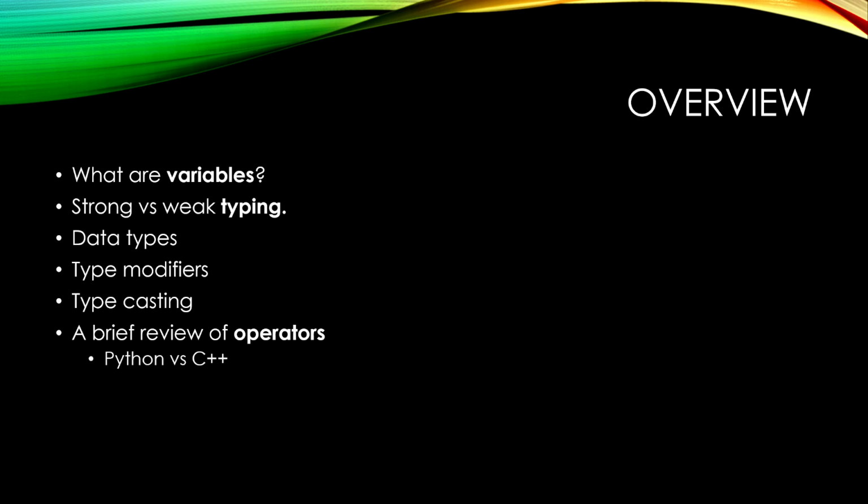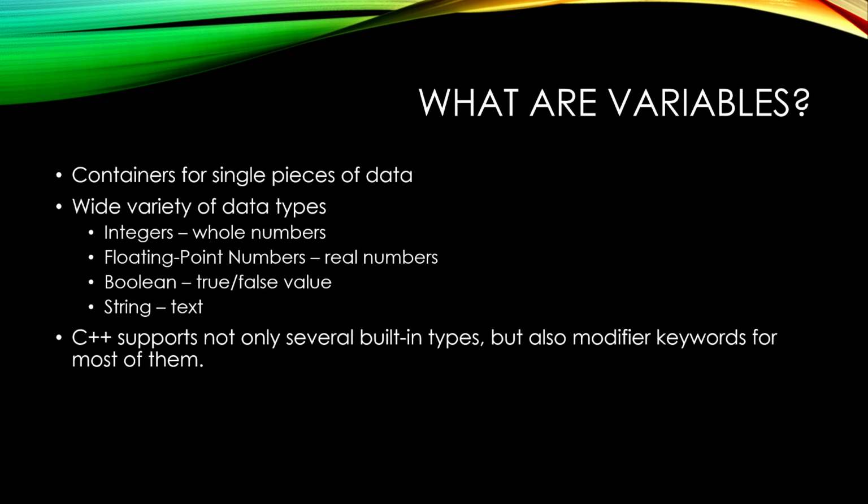We're going to talk about typecasting, which is something that we did in Python. And we're going to do it less in C++, but I still want you to be aware of exactly how we go about doing it, because there are a few different methods. And then we're going to do a brief review of operators, look at the difference between those in Python and C++, because the ones in C++ exchange words for symbols and are a little bit more difficult to memorize.